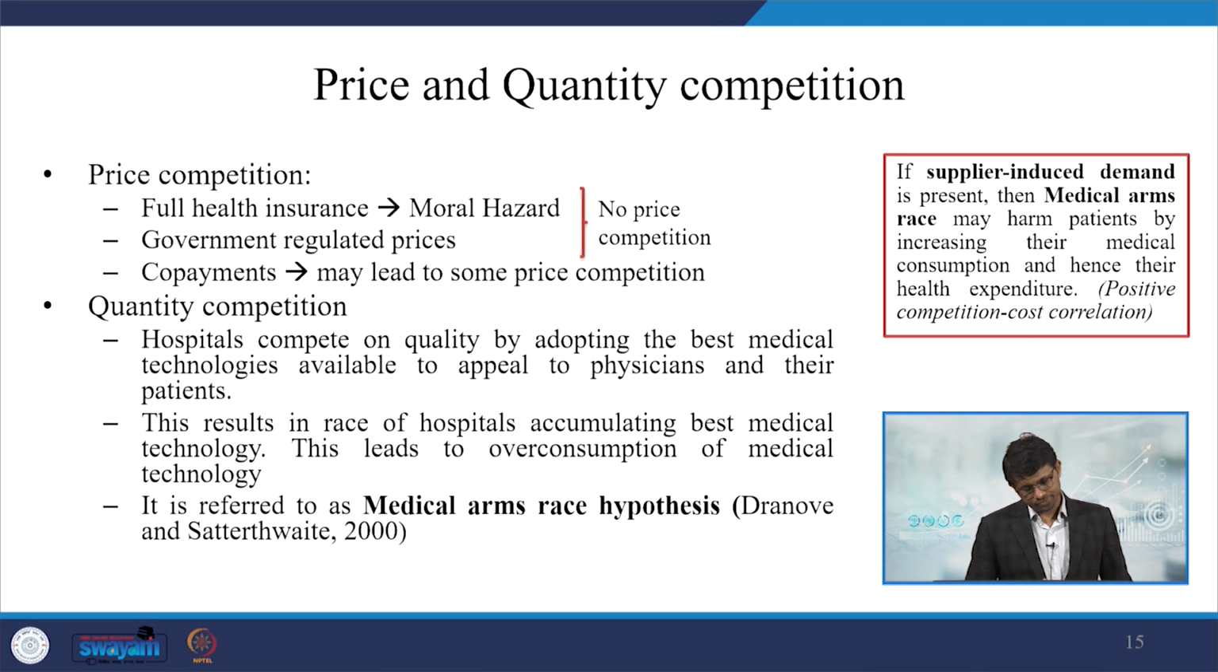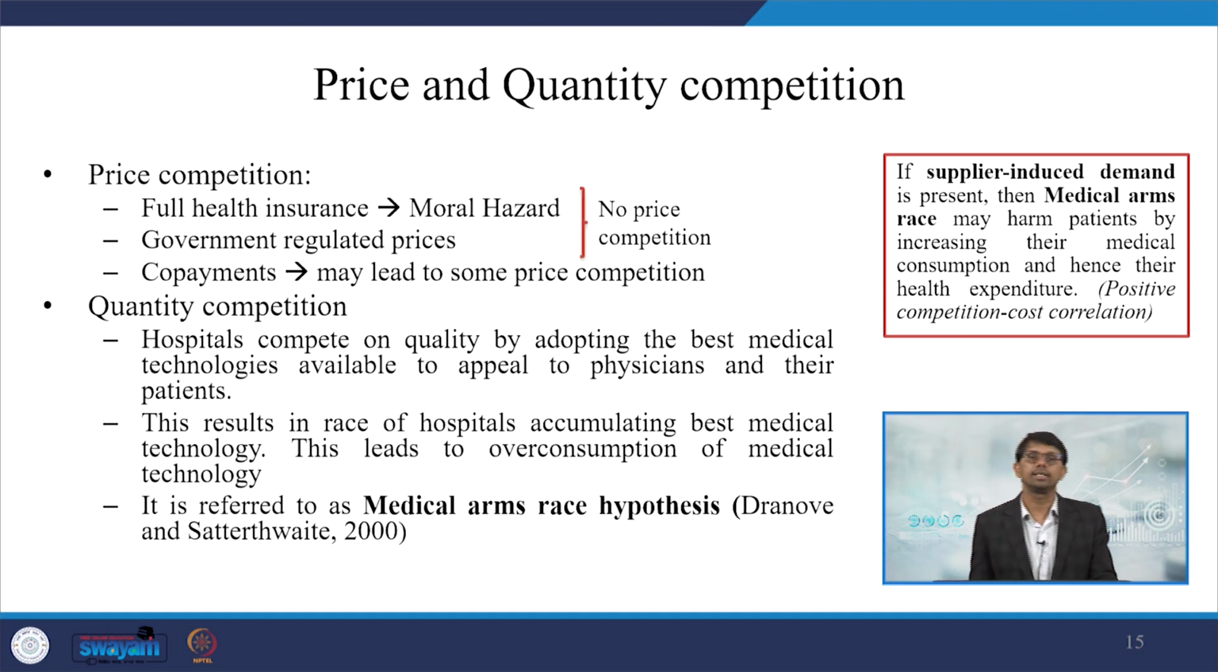Price competition is possible to some extent where co-payments are given. Co-payments we already discussed in earlier lectures, especially in the insurance market. Now it lies with another direction called quantity competition. Hospitals compete on quality by adopting the best medical technologies available to appeal to physicians and their patients. This has led hospitals to accumulate the best medical technologies to influence demand, and this also leads to some overconsumption of medical technologies, because the competition has driven the accumulation of different forms of quantity, or to differentiate their quality.